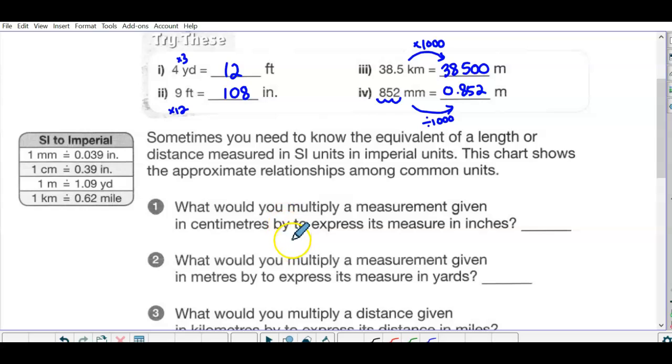So the first question here says, what would you multiply a measurement given in centimeters by to express its measure in inches? So for a measurement given in centimeters, I want to find what 1 centimeter represents in terms of inches. In this chart, that's perfect. 1 centimeter is 0.39 inches, and that's what I'm going to multiply by, 0.39.